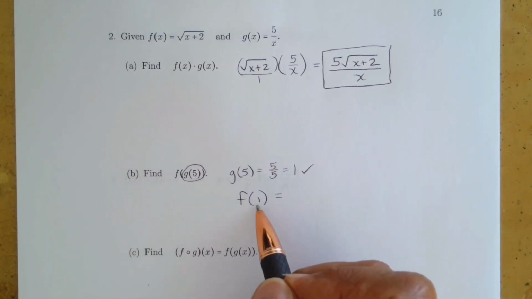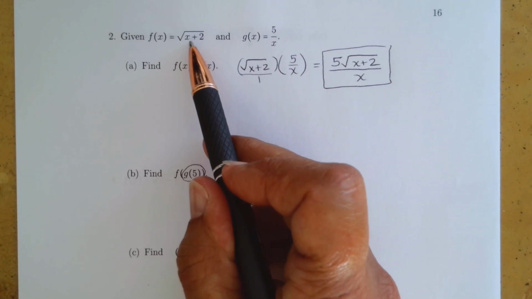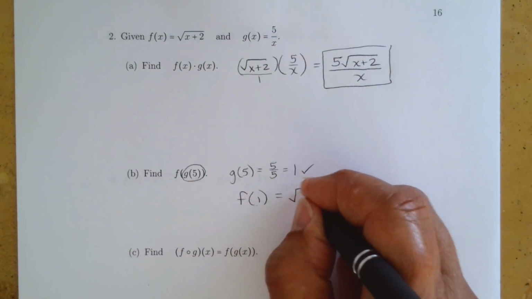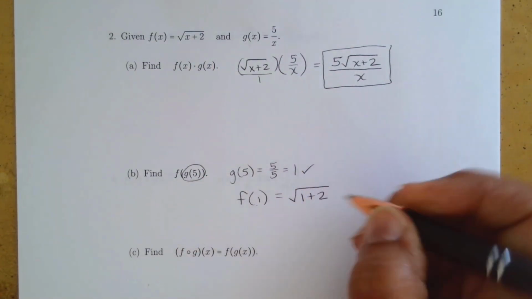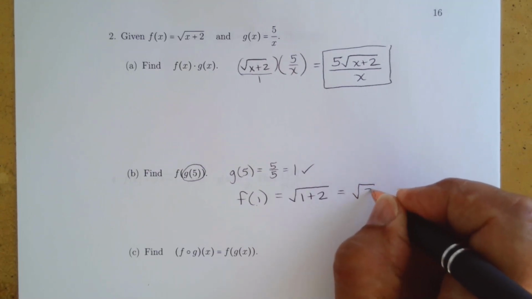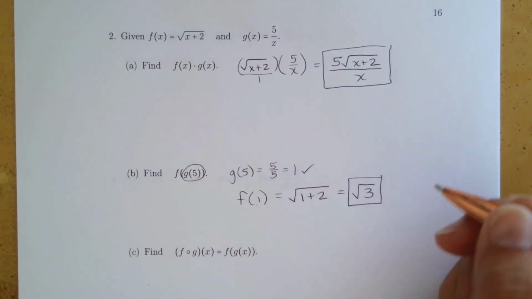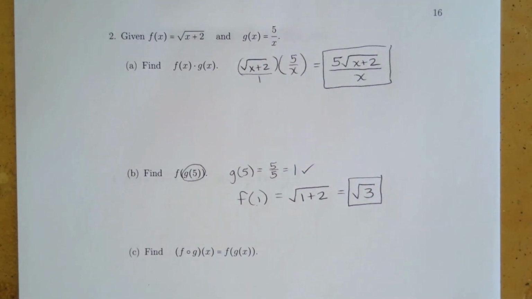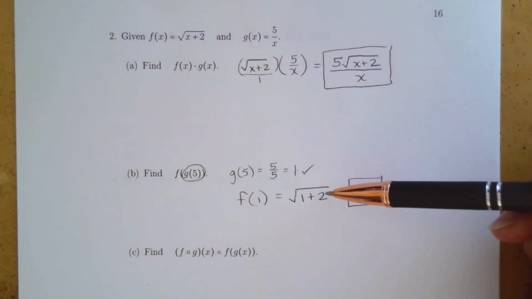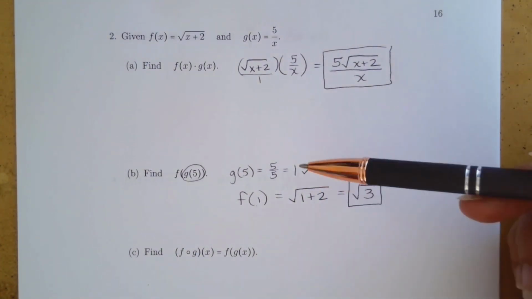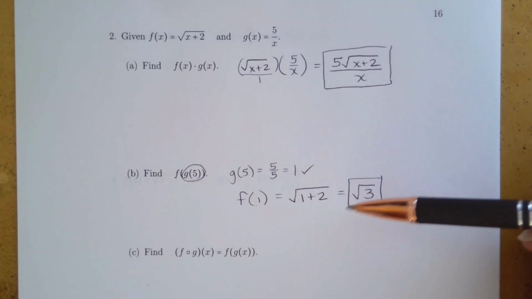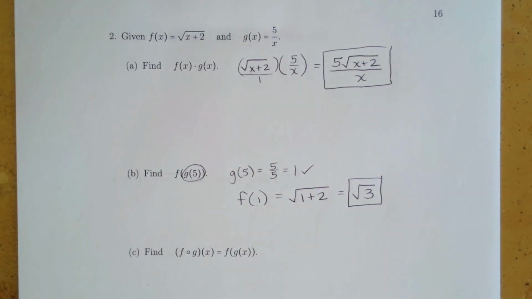Now, how do you find f of 1? You put 1 in here. So if you put 1 in there, you get the square root of 1 plus 2, which is the square root of 3. That is your answer. Okay, you only get one answer for these, but you need the middle answer to get you through to the next step. So you get one answer, plug that in, and keep working it out. Okay?